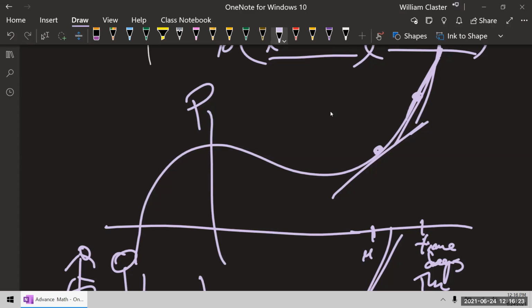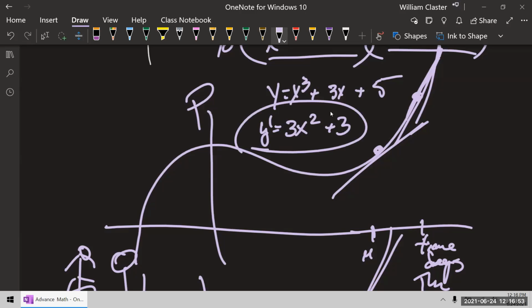And the derivative, if you knew the formula for this curve, like suppose it turned out to be y equals x cubed plus 3x plus 5 or something like that, then maybe you could find the derivative. I'll write it as y prime. Maybe the derivative turns out to be 3x squared plus 3 or something like that. So whatever it turns out to be, this will be able to tell you what the slope is here.